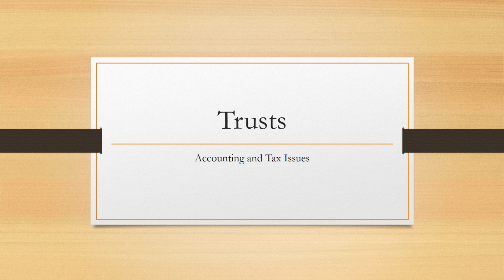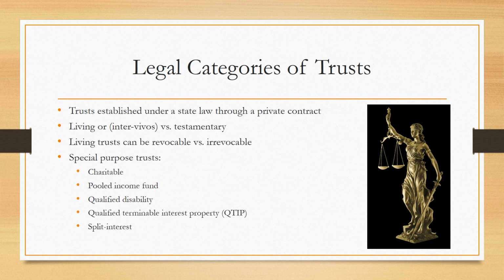Today we're going to discuss basic accounting and tax issues surrounding trusts. Trusts are established under state law through a private contract or by will. Trusts can be categorized as either living or testamentary trusts. Living trusts can further be categorized as either revocable or irrevocable, and many special purpose trusts also exist.